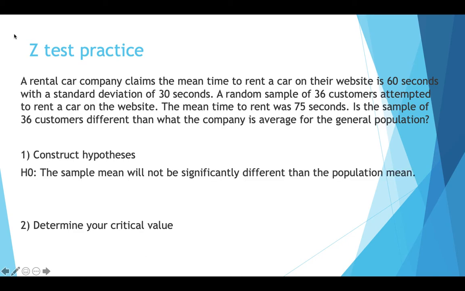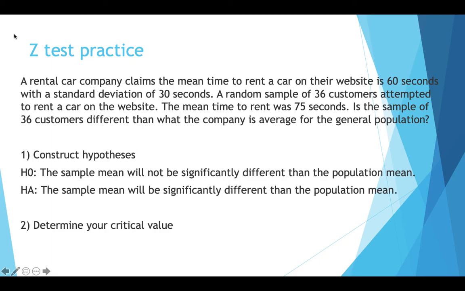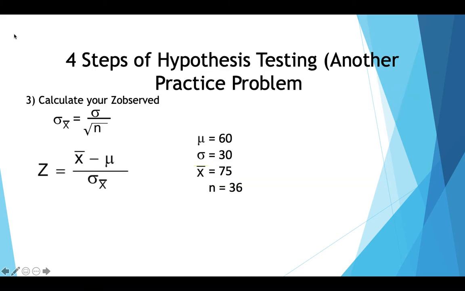We have a null hypothesis that states the sample mean will not be significantly different than the population mean. We have an alternative hypothesis: the sample mean will be significantly different than the population mean. Here, because we don't have a direction in mind, we're simply trying to see if there is a difference between our sample and the population. We have a two-tailed test, which means we have two critical values, negative 1.96 and positive 1.96.